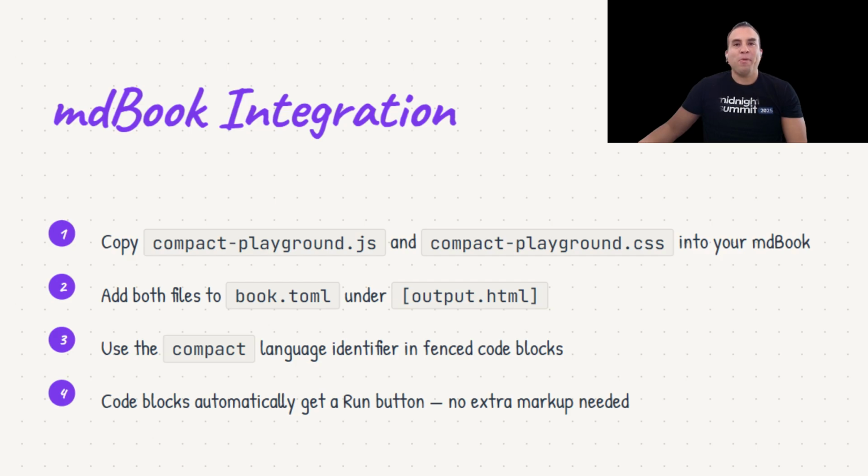The JavaScript automatically finds all code blocks with a compact language tag and adds a run button. No extra markup, no special divs, nothing. It just works. This is exactly how the Learn Compact books work. Every interactive code example in that book is powered by this same playground.